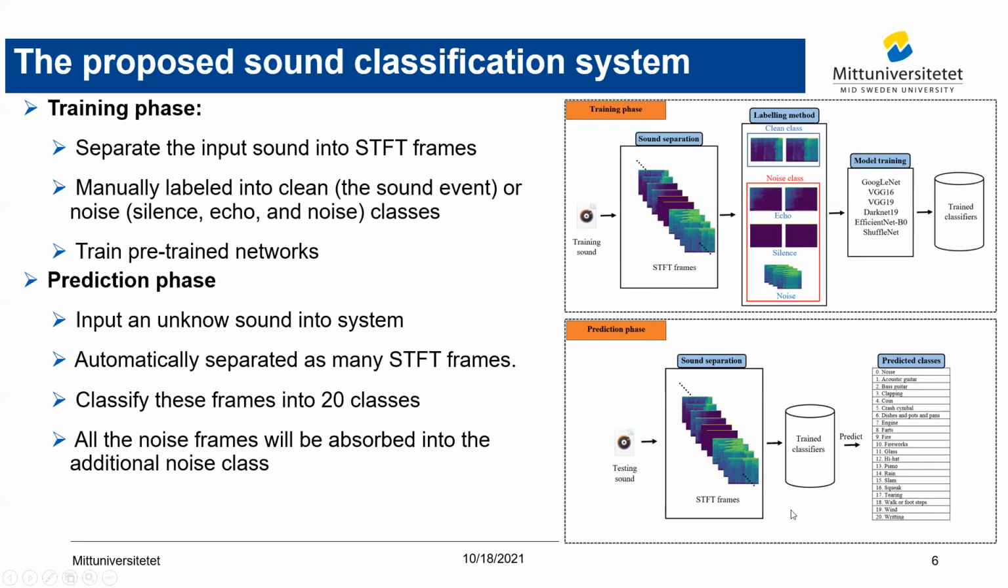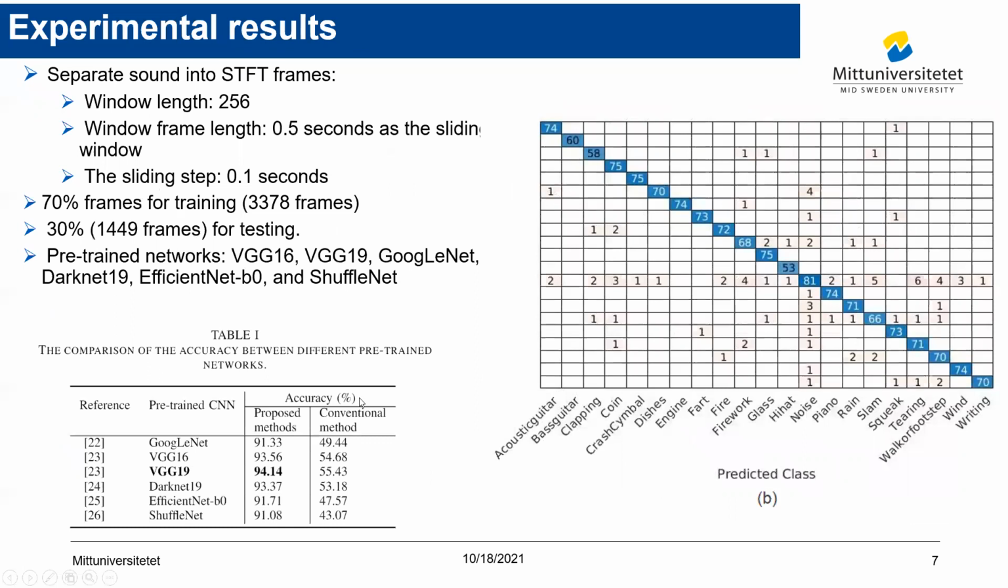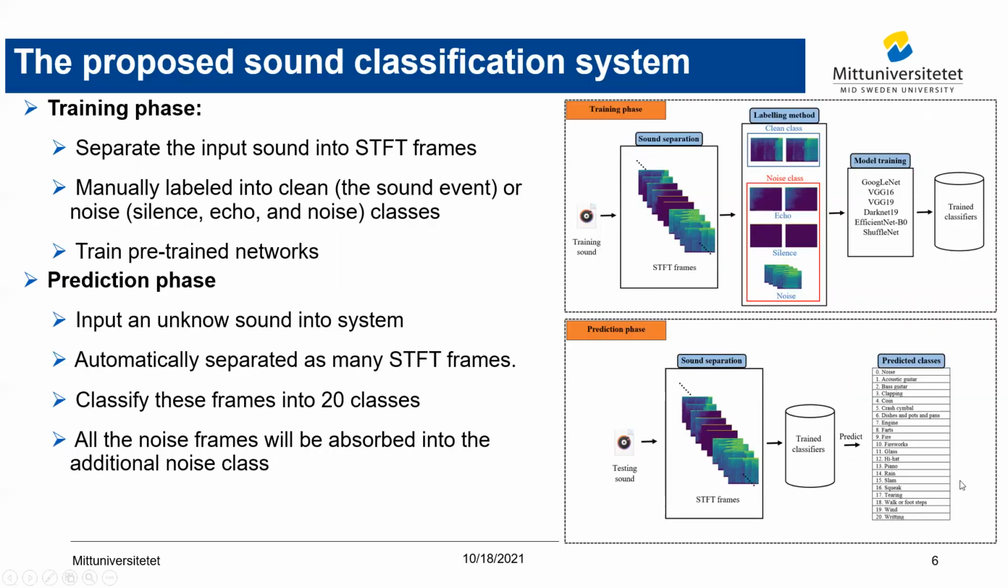In the prediction phase, when an unknown sound is input into the system, it will be automatically separated into many STFT frames. The frames will go through the trained classifier to be classified into 21 classes, and all the noise frames will be absorbed in the noise class. The classification task is to show that the classification accuracy will increase after pre-processing the dataset using our separation method.